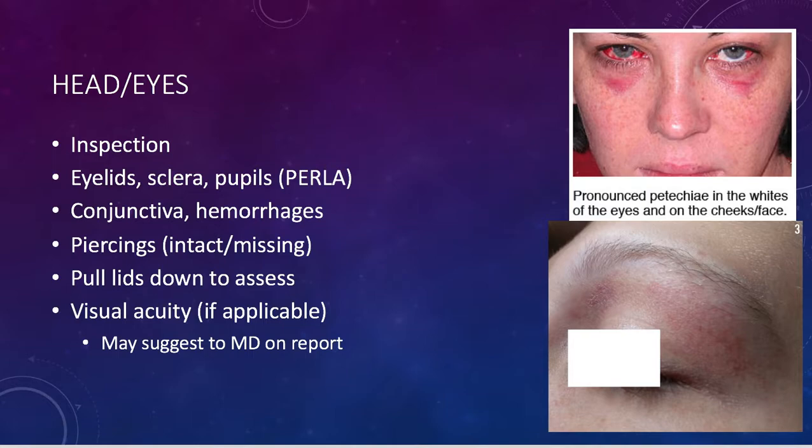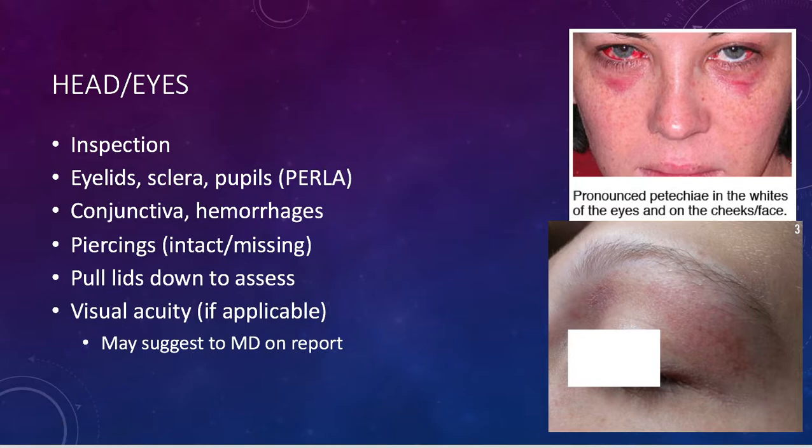When you're assessing the eyes, you want to do inspection. You want to make sure to focus on the eyelids, the sclera, the pupils. Are they equal and reactive to light? Make sure that you're looking for any conjunctival hemorrhages. Also, again, piercings. An eyebrow piercing is a very common thing. So is there, number one, any increased injury, or number two, is there any type of DNA transfer from the patient to the perpetrator? Also, is it missing?